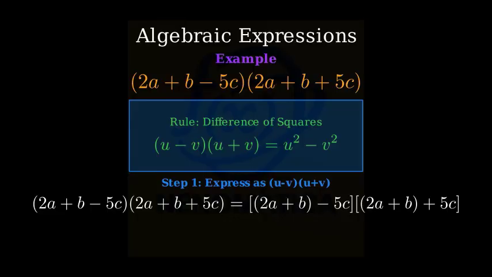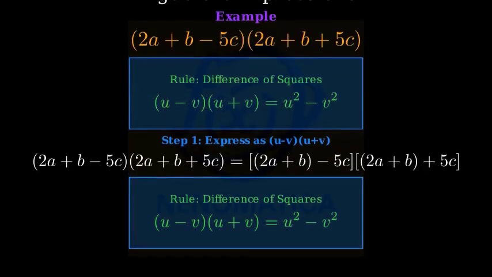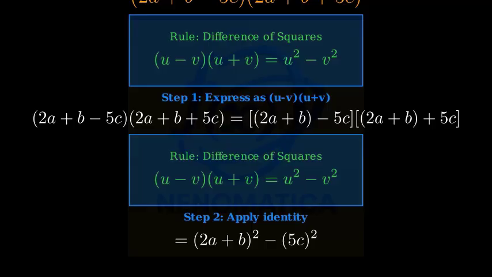This is in the form of (u − v)(u + v), where u is 2a + b and v is 5c. Now we can apply the difference of squares formula, which states that (u − v)(u + v) equals u² − v². In our case, u is 2a + b and v is 5c, so we get the quantity (2a + b)² minus the quantity (5c)².